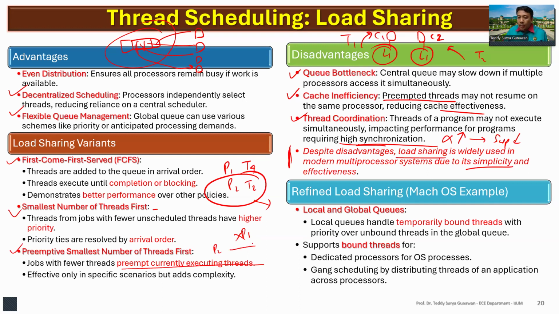Okay, so let's move on. This is another example, macOS. You can also have a refined, local load sharing. You can also have some variation. For example, in macOS, you have local and global queues. And the bound thread is used for dedicated. So this is in between load sharing and dedicated processor.